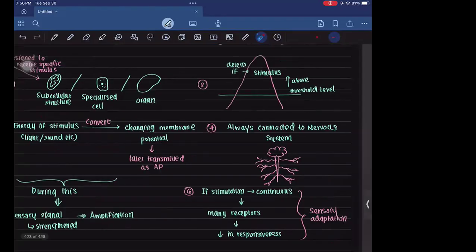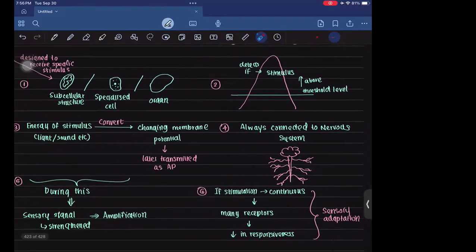Then the fourth characteristic: whatever the sensory receptor, whether internal or external, it doesn't matter, it is always going to be connected to your nervous system. Why? Because the nervous system connects with the neurons, and the neurons are ultimately connected to these sensory receptors. So whatever information it is getting, it should be able to send it to your brain. So obviously it should be connected to the nervous system. That is the fourth characteristic. All these sensory receptors are always going to be connected to your central nervous system.